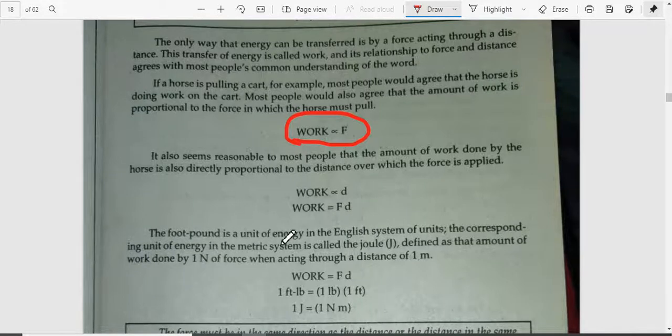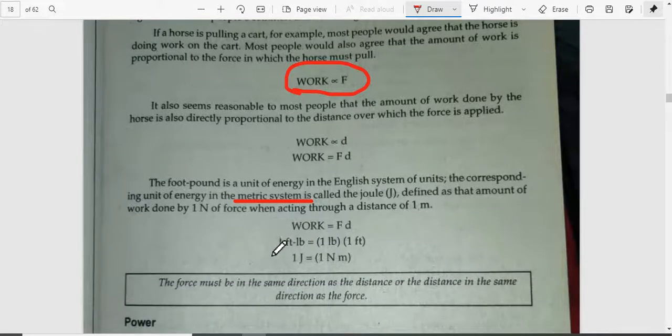A foot-pound is a common unit for energy in the English system of units. The corresponding unit of energy in the metric system is called the joule. So if you're using the metric system, the unit is the letter J, or joule, defined as the amount of work done by 1 Newton of force when acting through a distance of 1 meter. So for example, 1 foot-pound of work is equivalent to 1 pound of force over 1 foot. Therefore, the unit can be written as joules, which equals 1 Newton-meter.